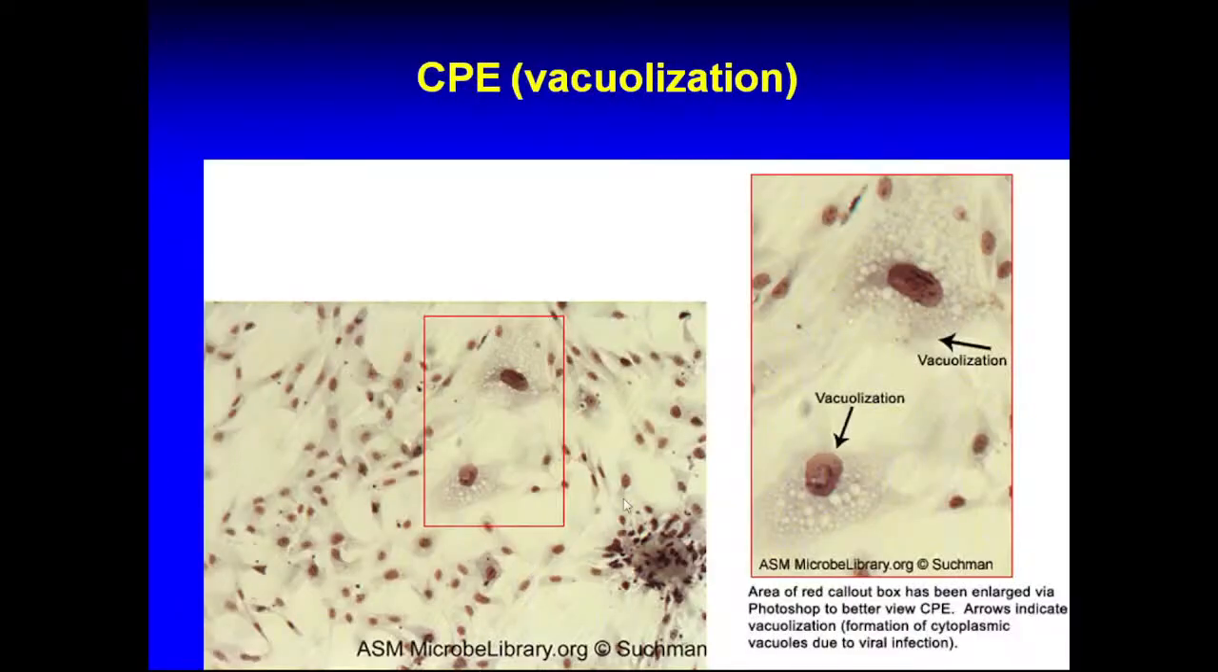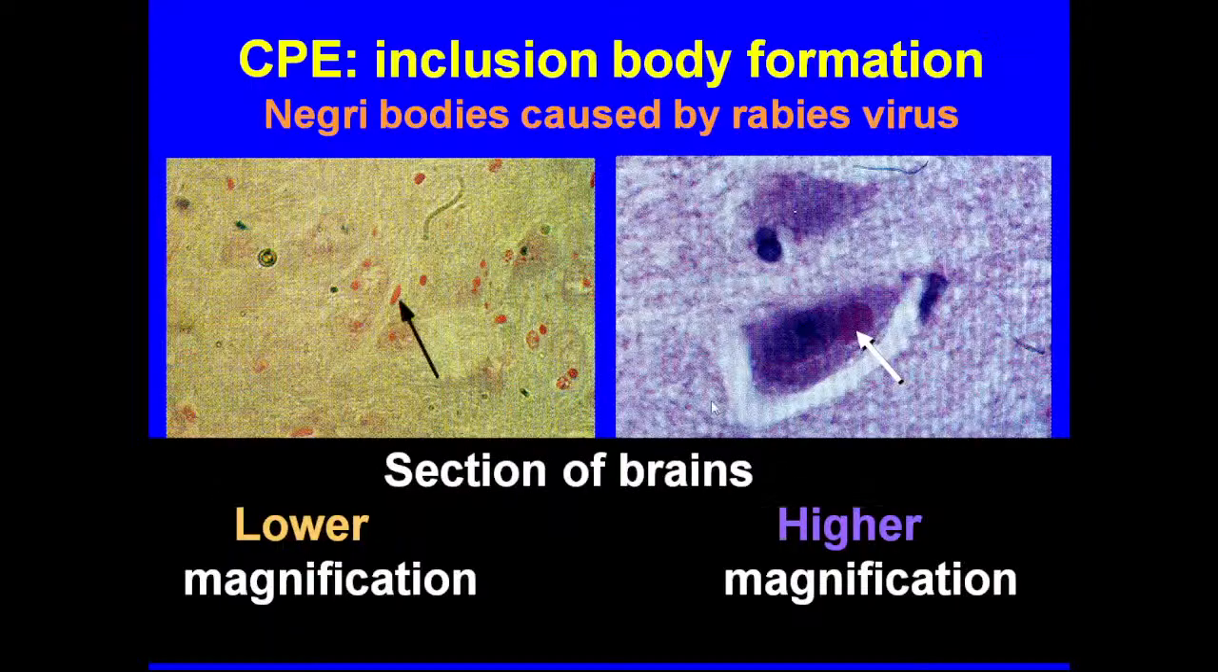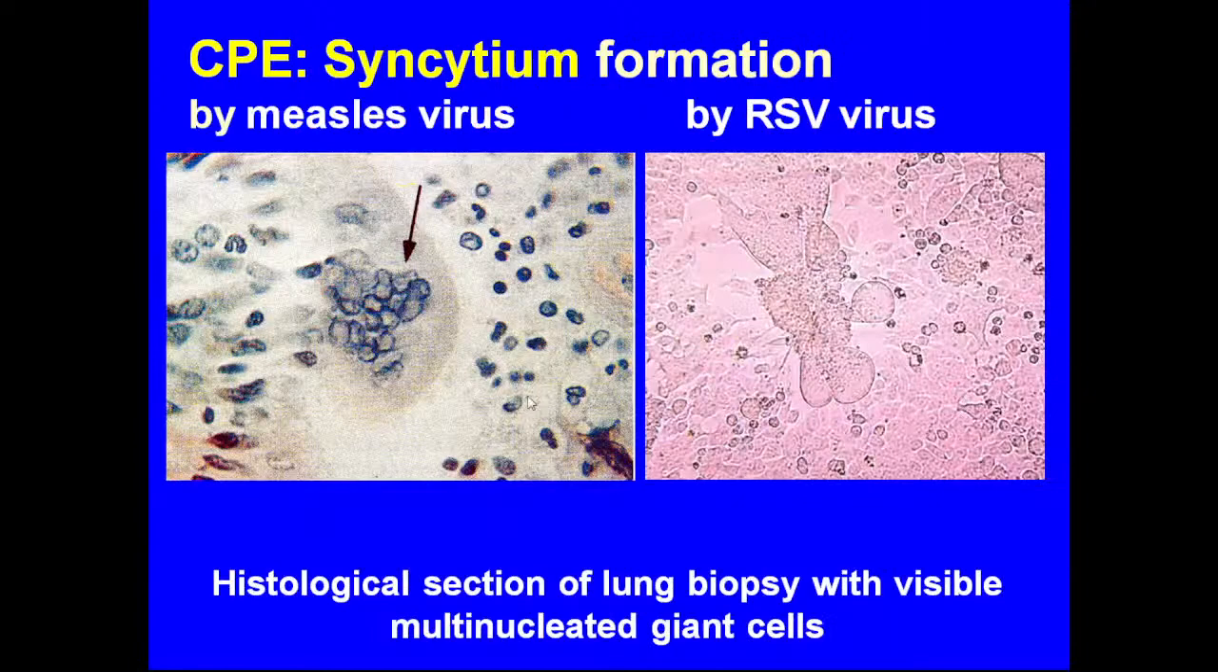Then you can see the formation of cytoplasmic vacuolization due to the viral infection. That is very typical for many types of viruses. It is called vacuolization of the cytoplasm. Then the inclusion bodies formation. If we see this section of the brain, as a result of rabies virus multiplication, we can see the specific Negri bodies formation. That's at low magnification, that is the high magnification.